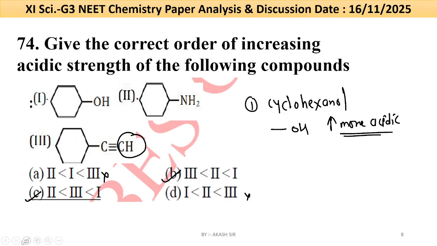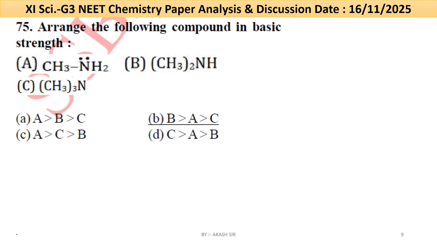Now move towards question number 75. Arrange the following compounds in basic character. Dear students, here option A is your 1 degree amine, option B is your 2 degree amine, and option C is your 3 degree amine.